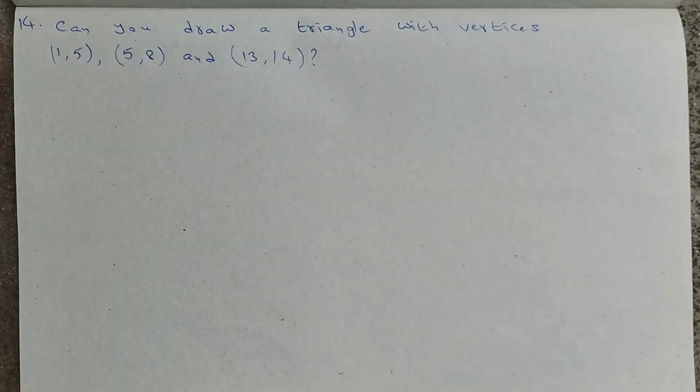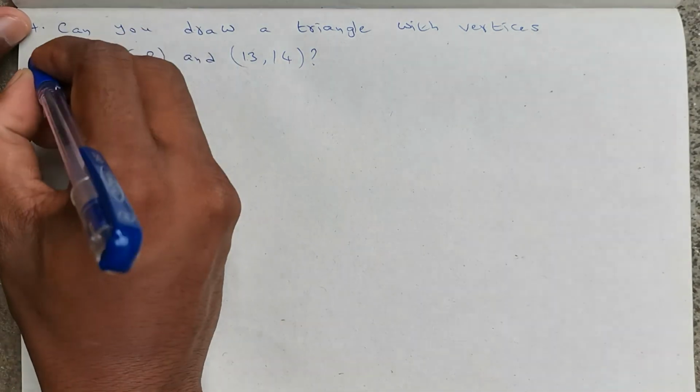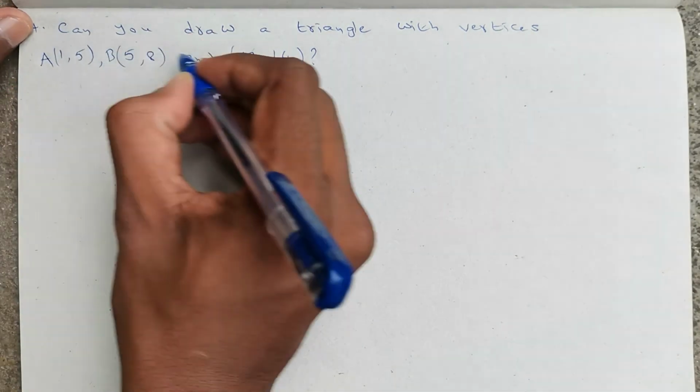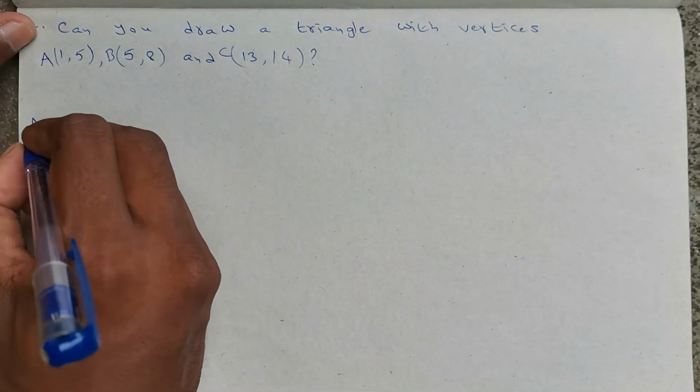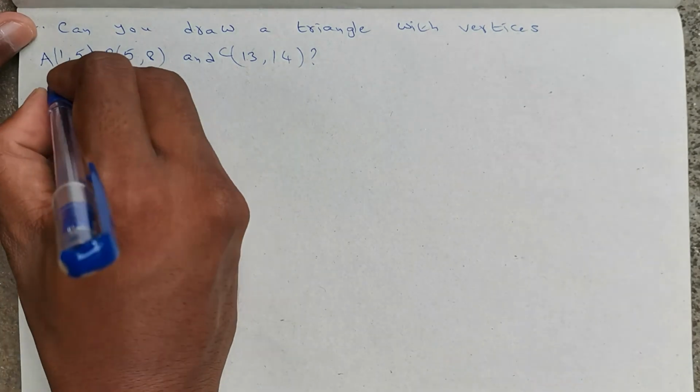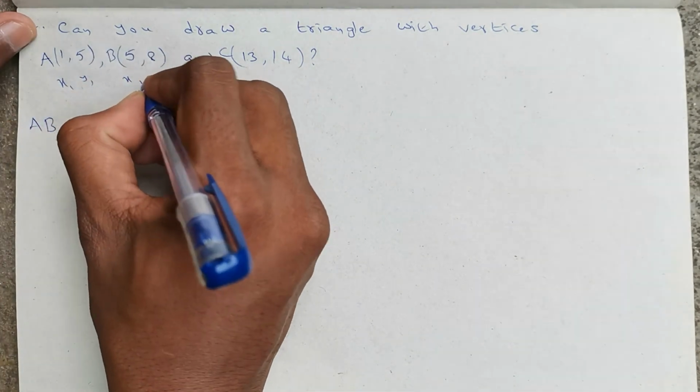Next, question number 14 is, can you draw a triangle with the given vertices (1, 5), (5, 8) and (13, 14)? So previously also we solved one kind of question like this. If all the 3 given points are collinear, it is not possible to draw or construct a triangle. Otherwise it is possible. Okay, let us check it now. First I am taking this as point A and this as point B and this as point C. So first I am going to find the distance between AB. This is x1 y1 and this is x2 y2.